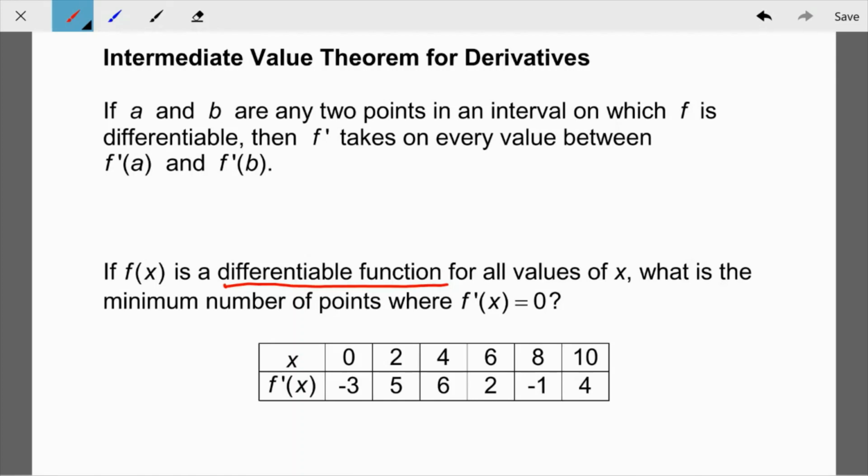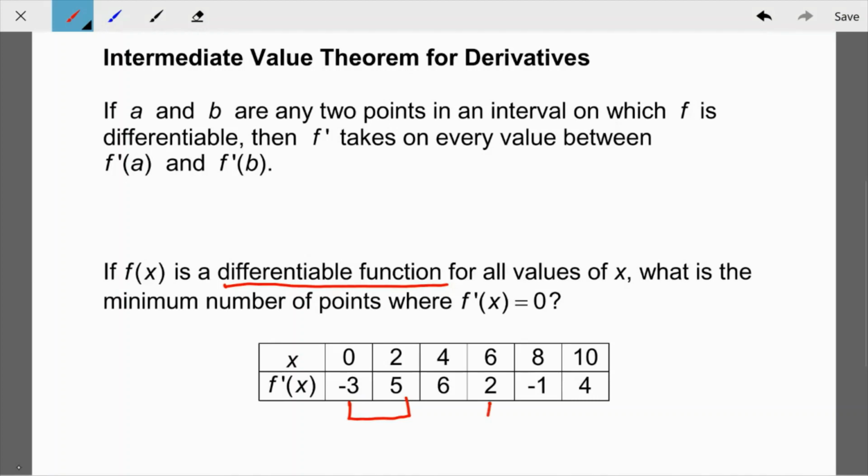Well, now think about the statements that you wrote, and you had one of them on the test where you had to write a statement justifying why there was at least 1 zero on an interval. Well, we're going to do the same thing now. I'm not going to write out the whole statement, but I'm just going to go through the reasoning for it. So look between x is 0 and x is 2. We went from a negative to a positive. So on that interval, we had to cross over 0 at least one time.